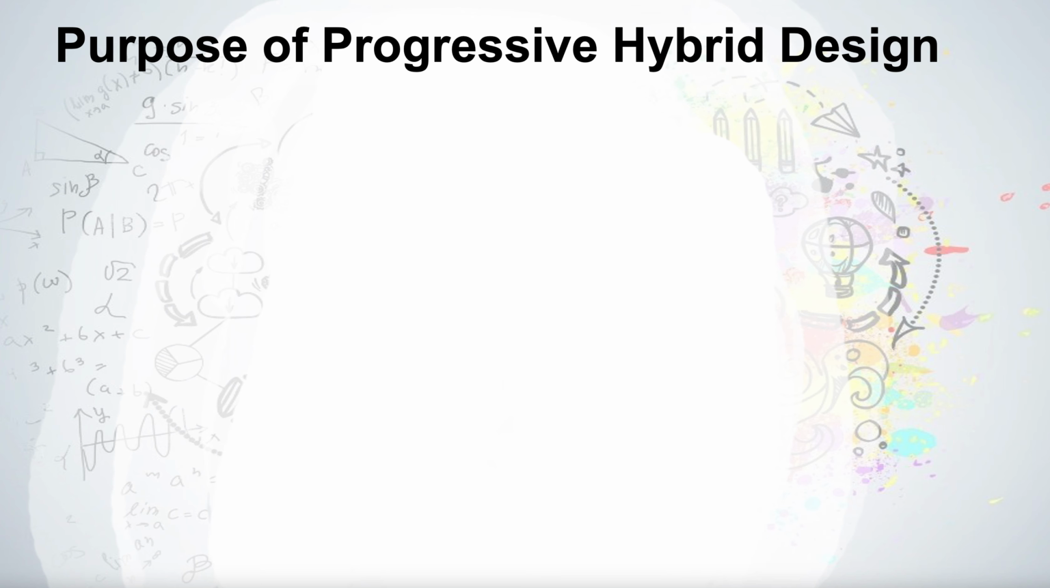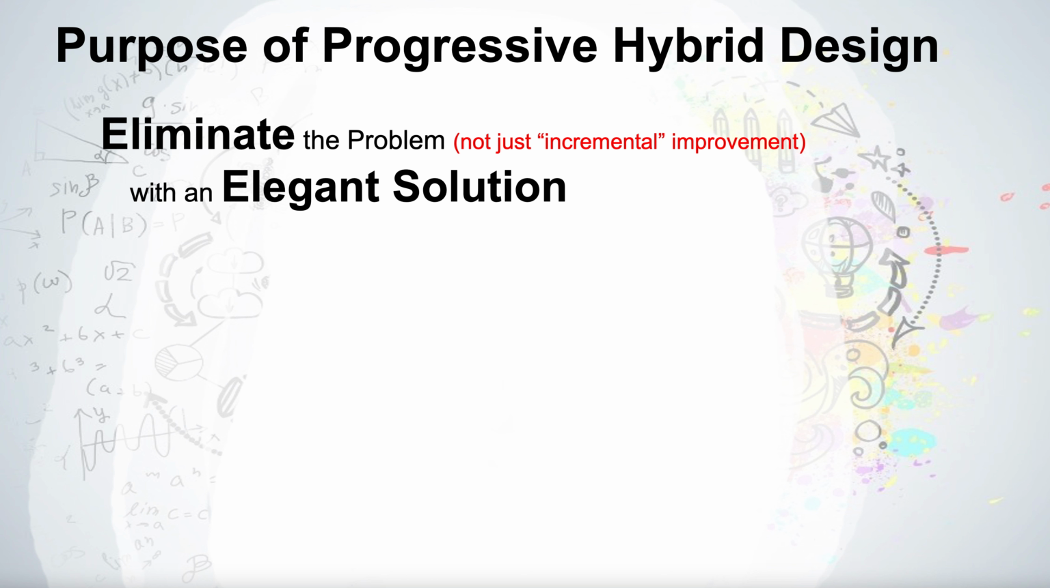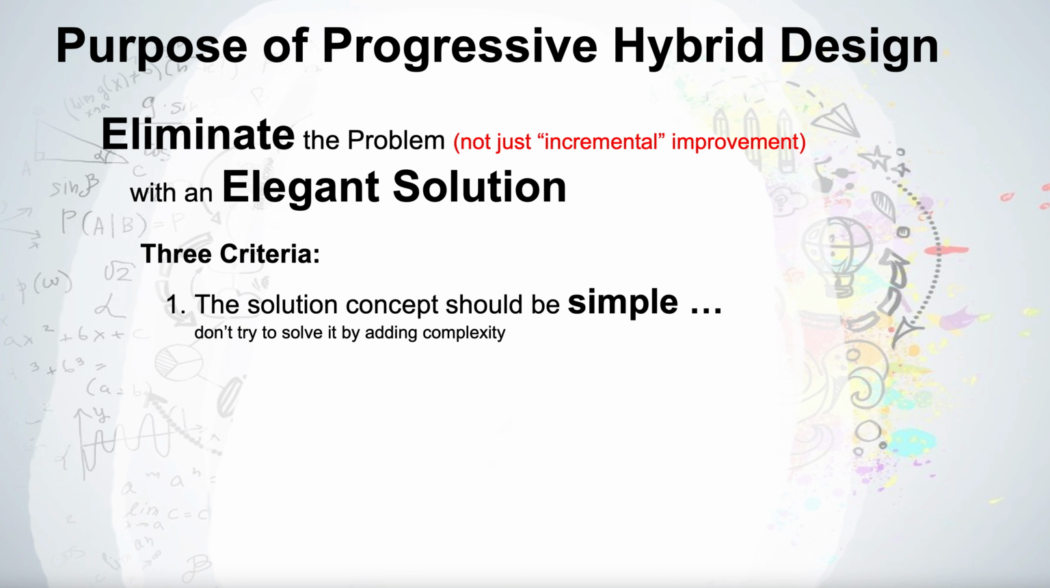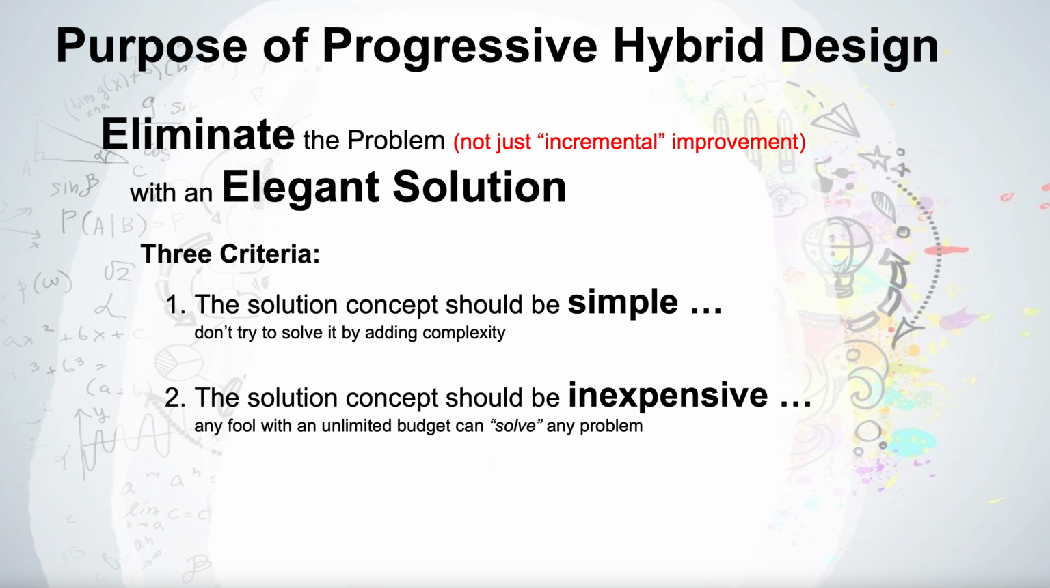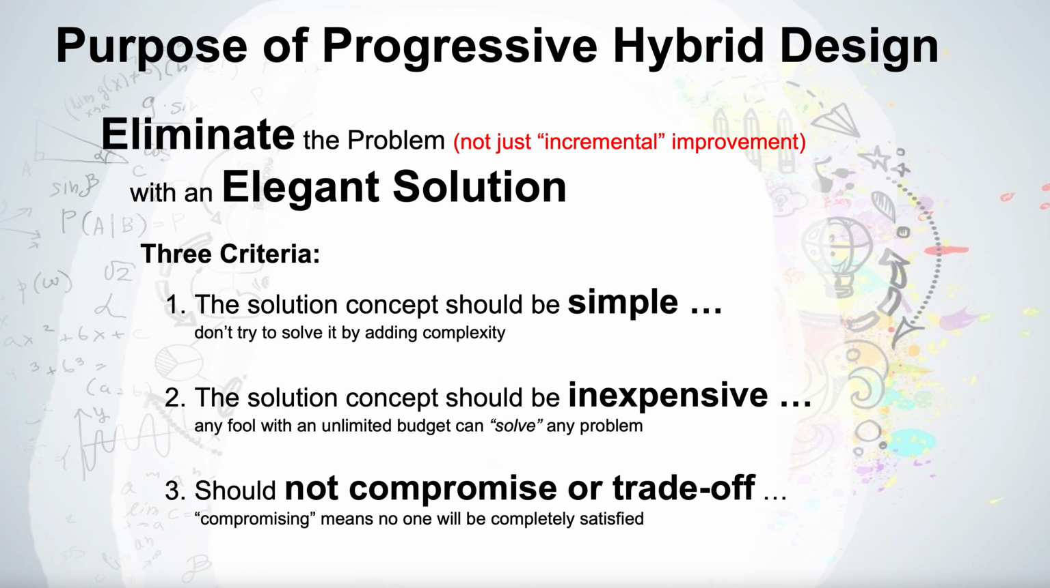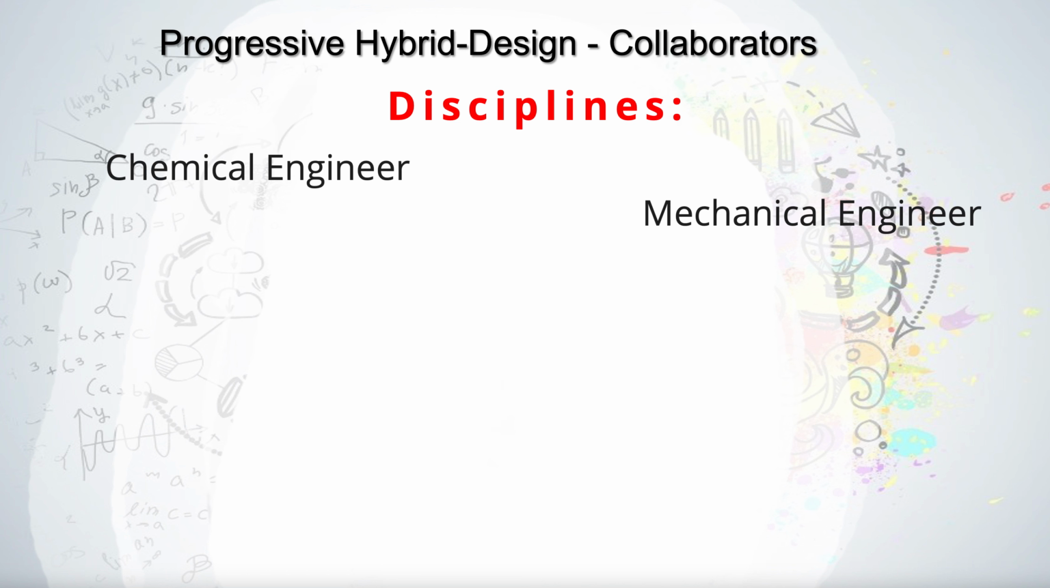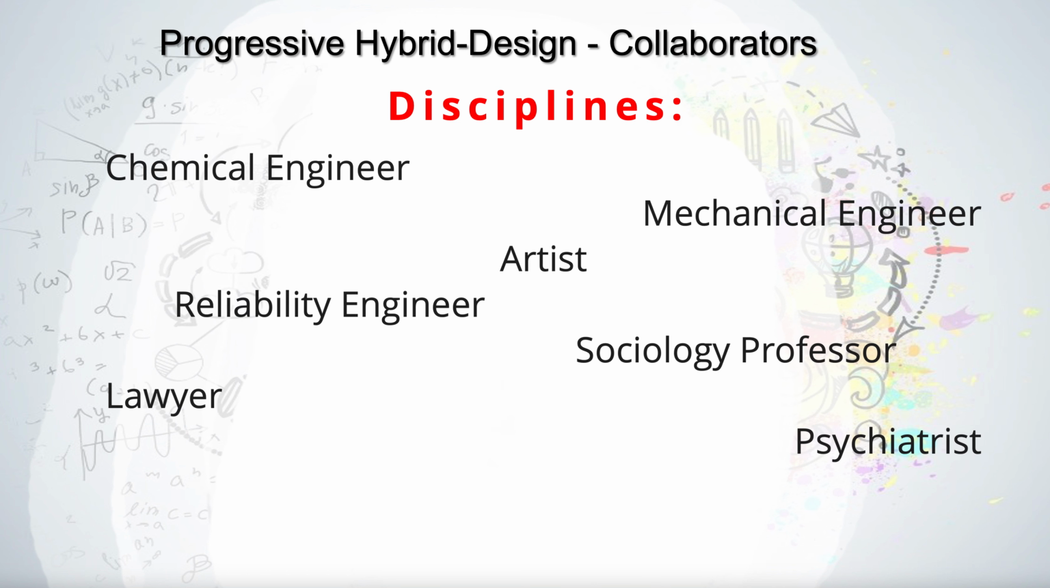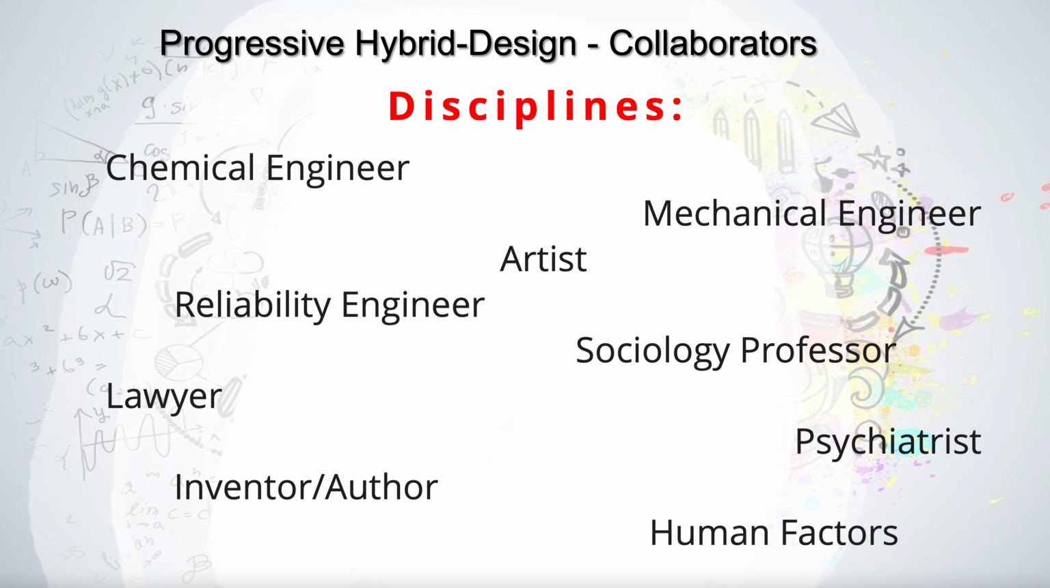The purpose of progressive hybrid design is to eliminate the problem, not just improve, and do so with an elegant solution. That is, one that is very simple, very inexpensive, if not free, and does not compromise or trade off on any requirement. We have lots of collaborators that we use, whatever the situation might call for.